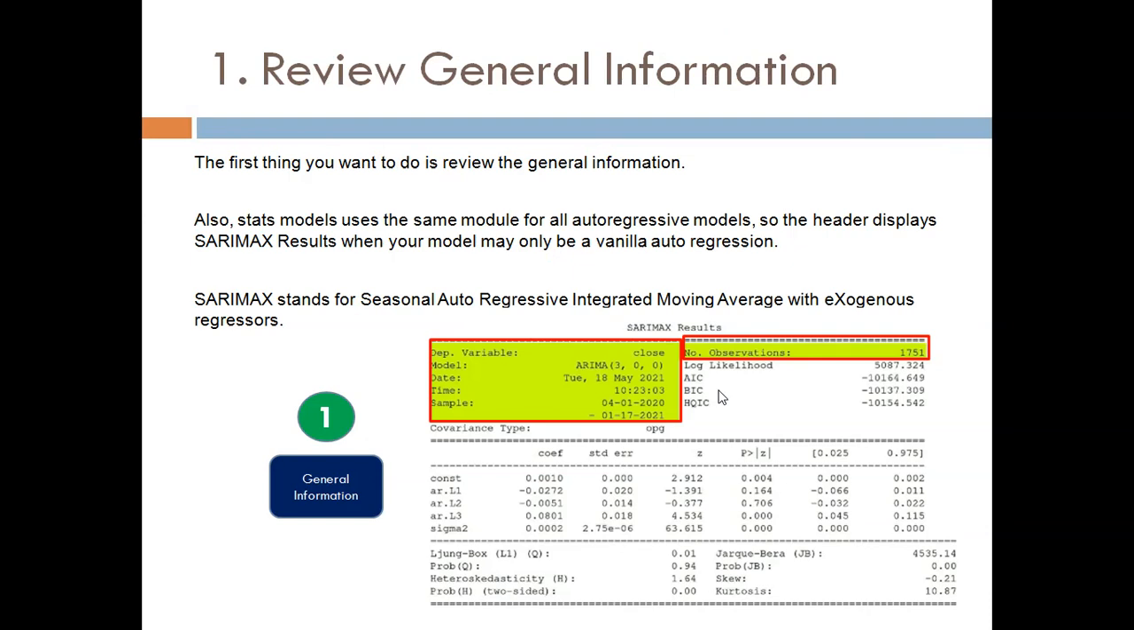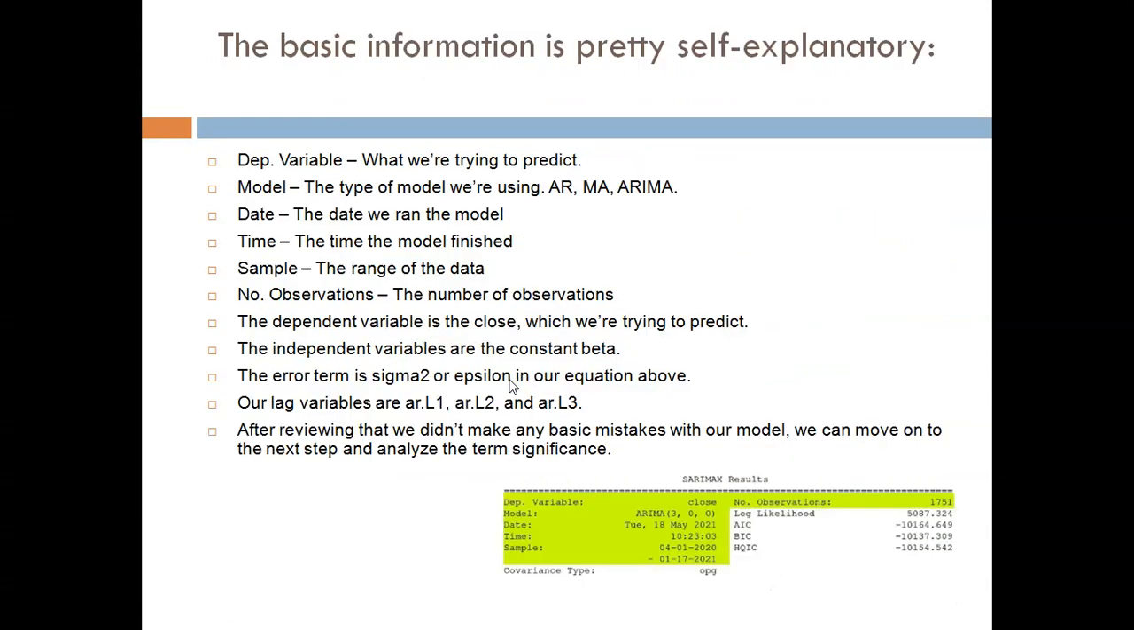First, review general information. You will notice one thing whenever you run the ARIMA model: at the top you will see SARIMAX. You know that because you will see the second model is ARIMA. In the general information, all the yellow highlighted items are our first criteria. We will see the dependent variable, model, date, time, sample, and number of observations. Let's analyze these one by one. What is the dependent variable? This is what we are trying to predict.